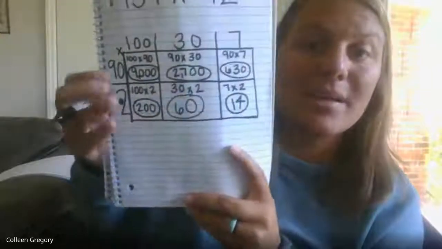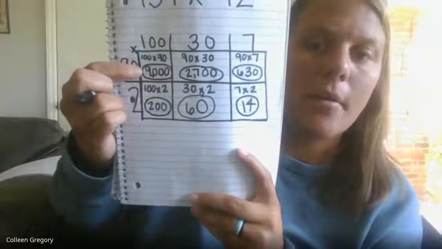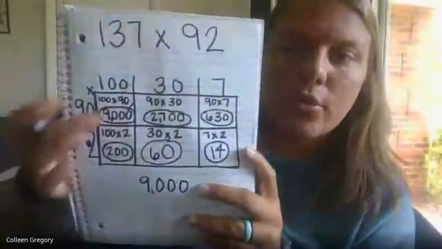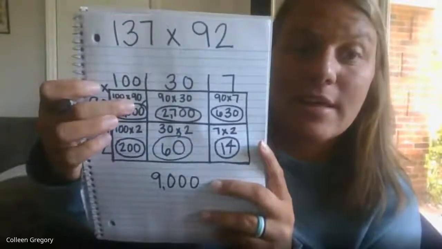I like to start with the biggest number first. So if I look at this, the biggest number in my area model so far is 9,000. So I'm going to write the number 9,000. And I'm going to put a little check mark over 9,000 to let myself know that I used that number already.